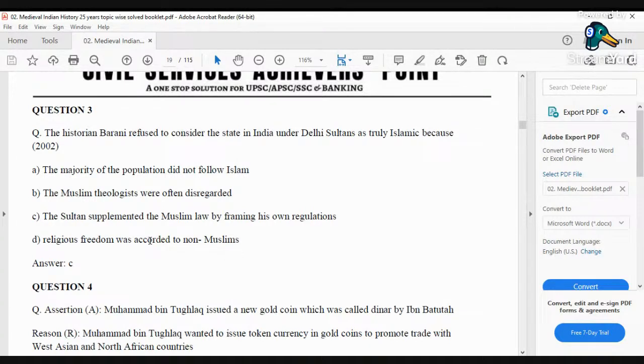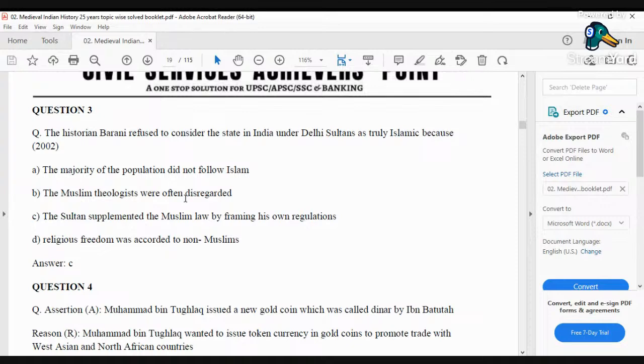So the historian Barani refused to consider the state in India under the Delhi Sultans as truly Islamic because the majority of the population did not follow Islam. The Muslim theologians were often disregarded. The Sultan supplemented the Muslim law by framing his own regulations. Religious freedom was accorded to non-Muslims.